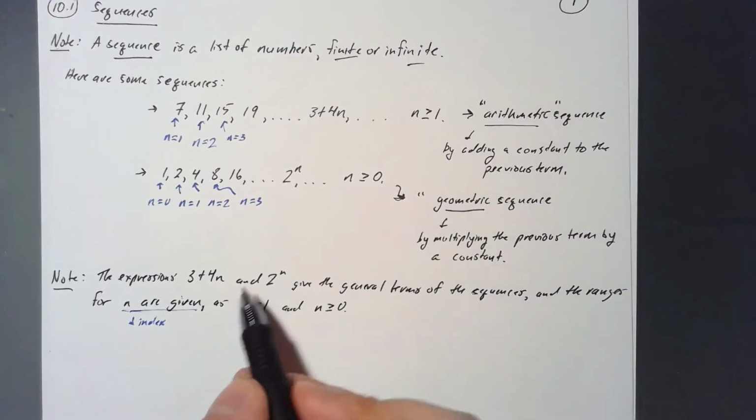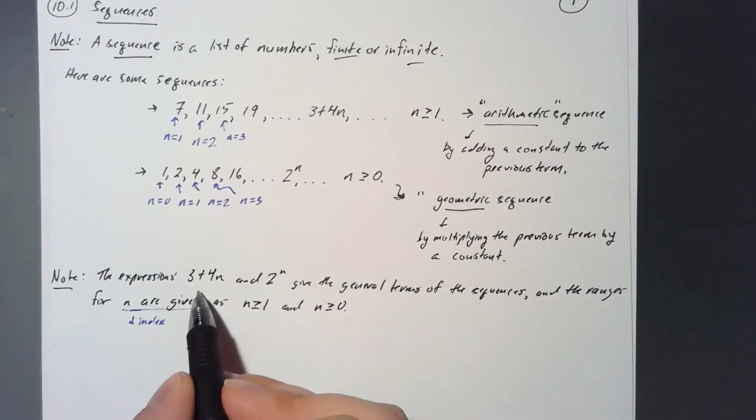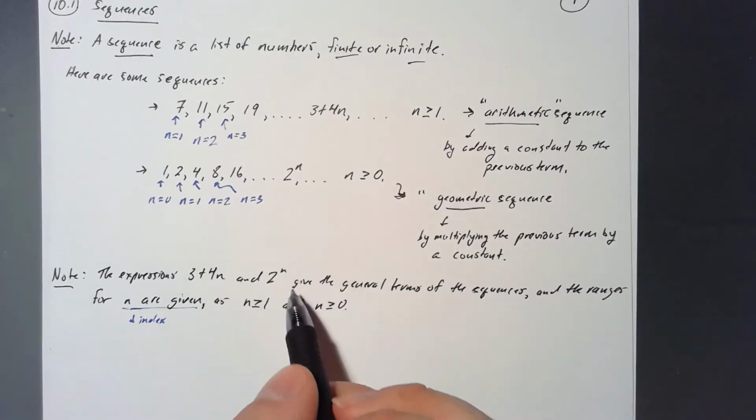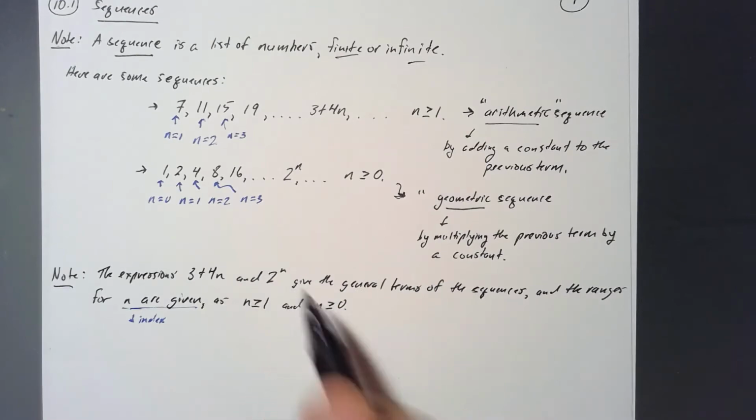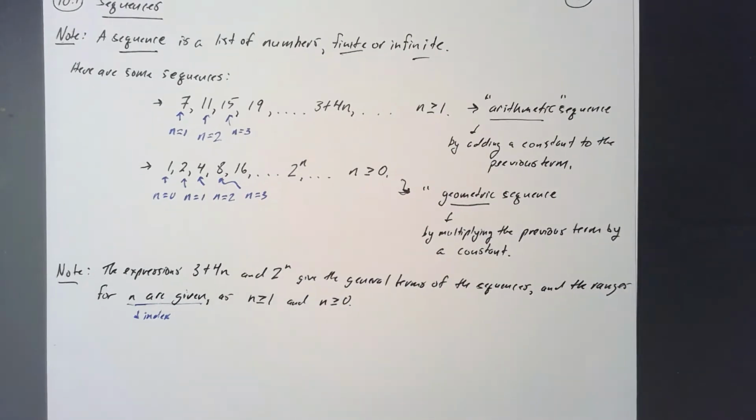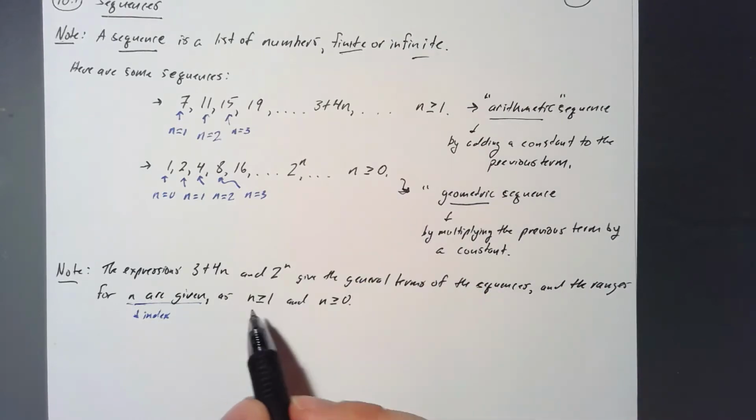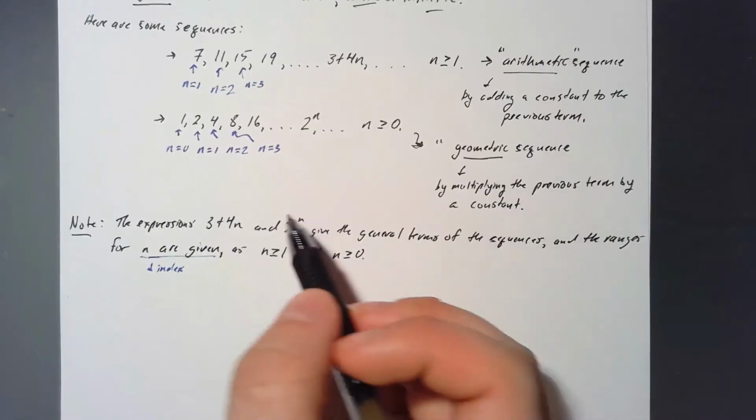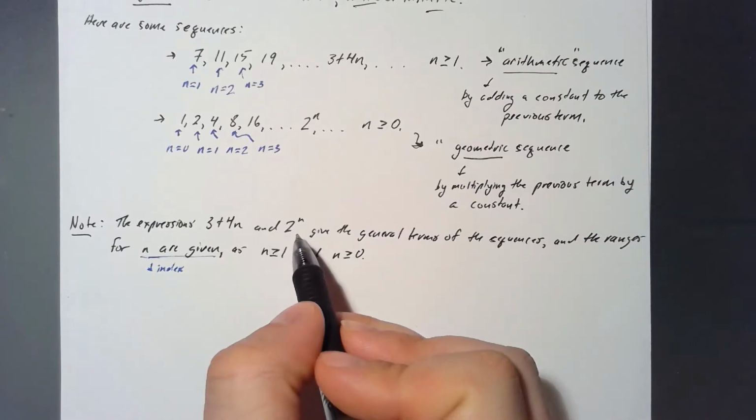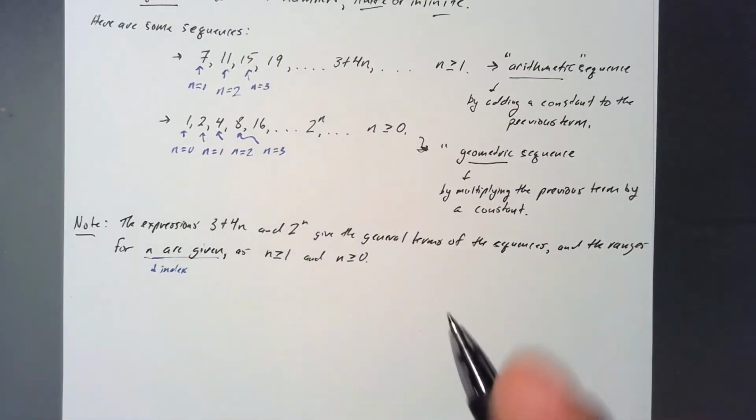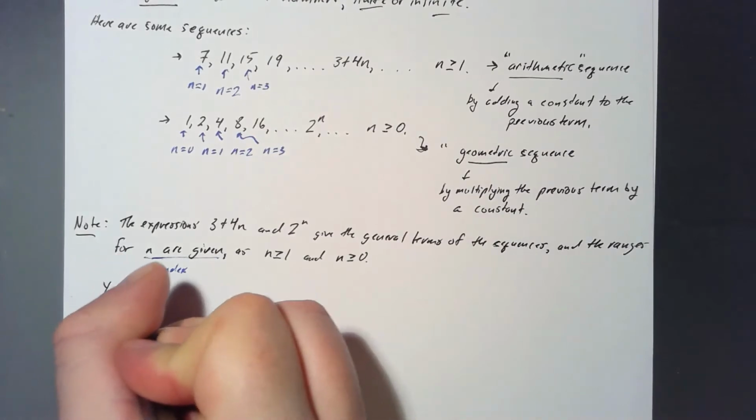So, like I'm saying here, the expressions 3 plus 4n and 2 to the n give the general terms of the sequences. You could just write these sequences by giving their general terms. You don't have to list them out term by term, but what we often do is represent these general terms of the sequence with a dummy variable. So we could just write these out.